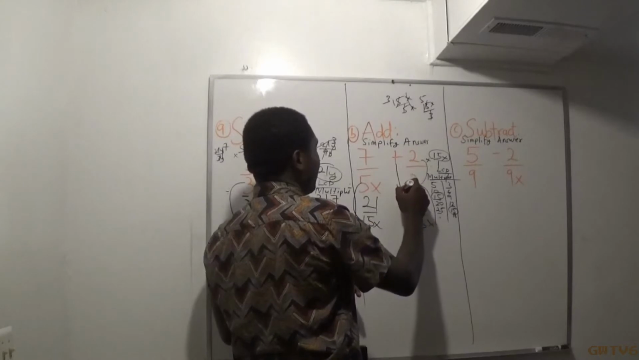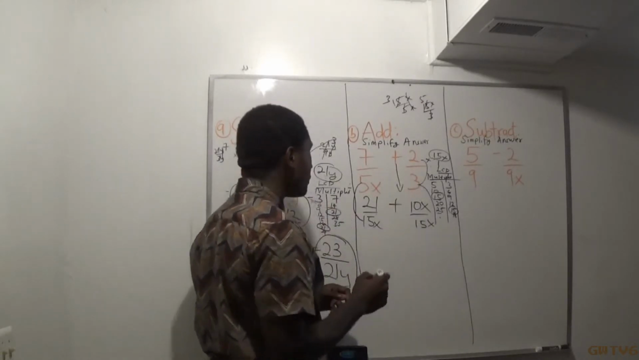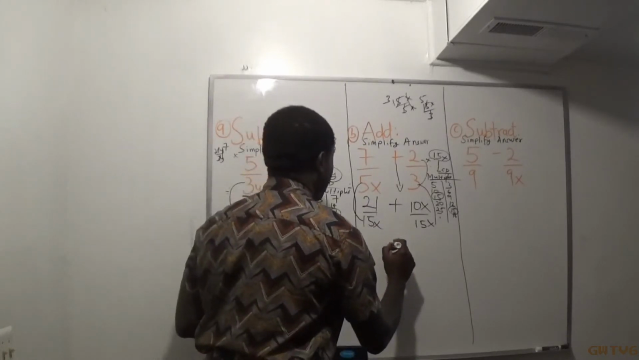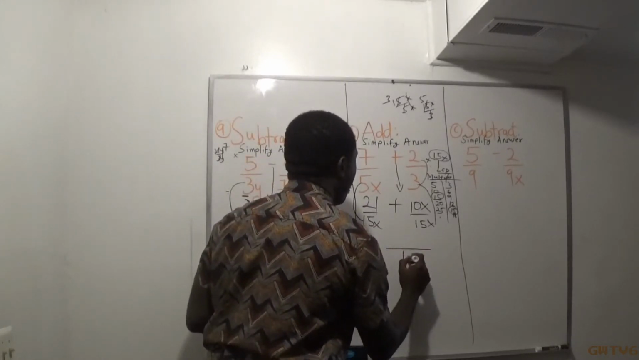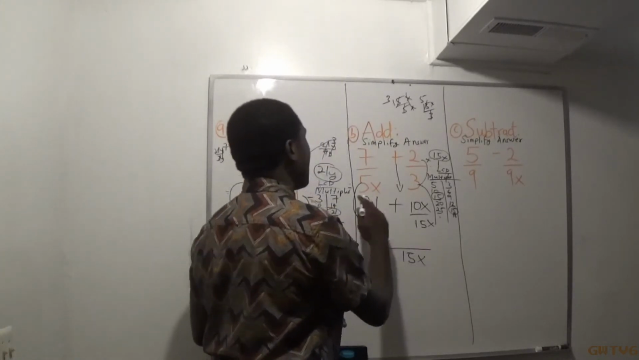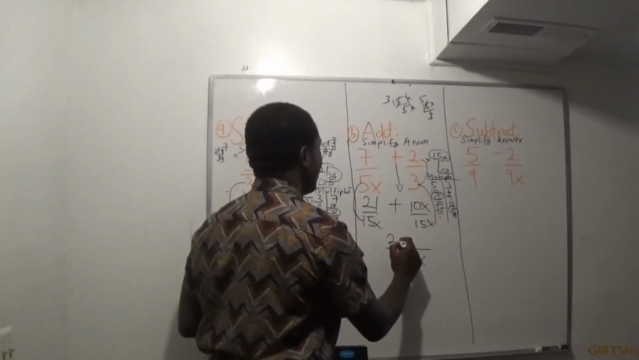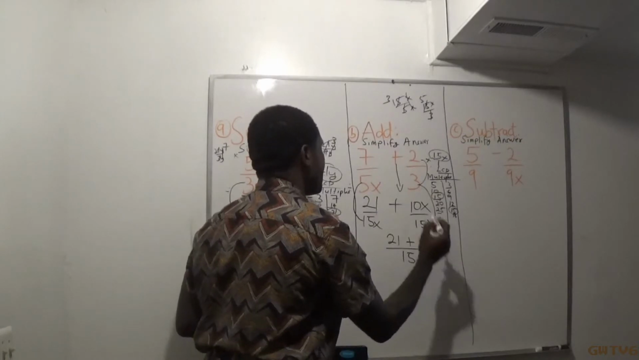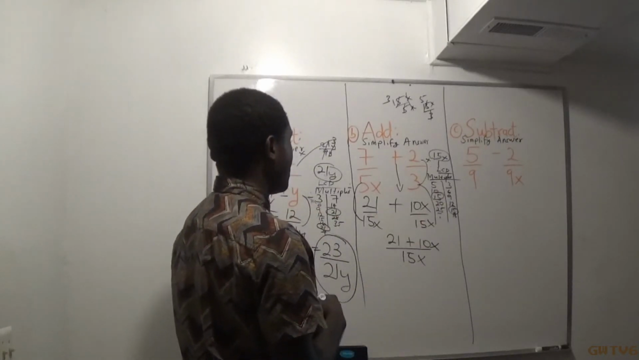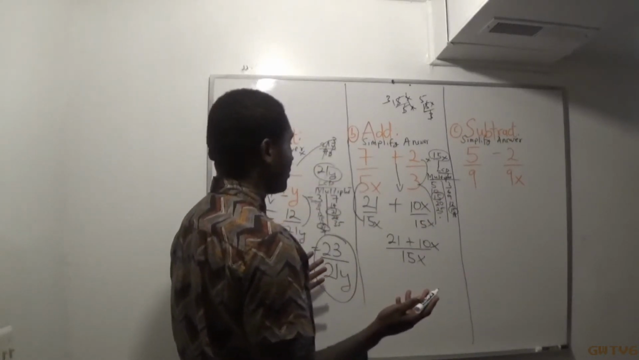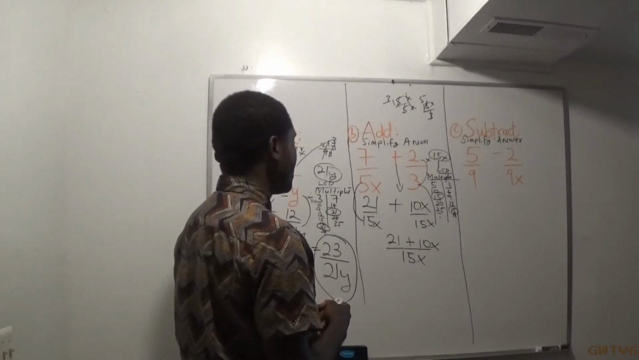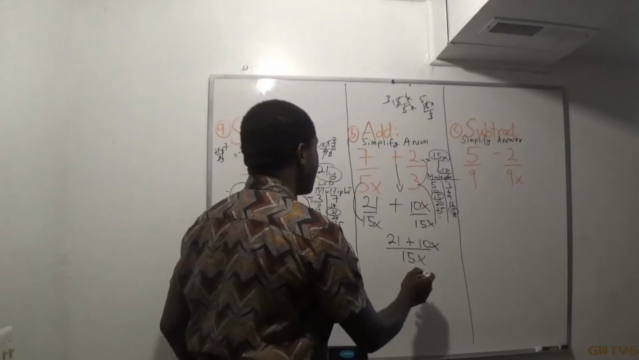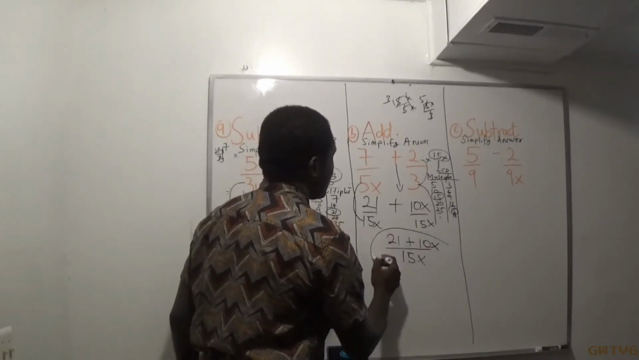I can bring down the plus sign. And now, the denominators being the same, I can just copy one of them, 15x. And then I combine the top, 21 plus 10x. And looking at this, there's nothing else I can do. So I'll just leave that as my answer.